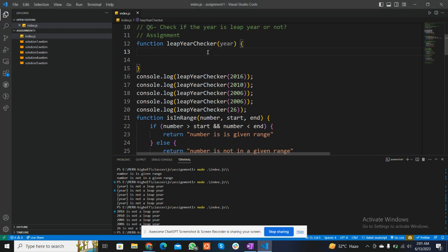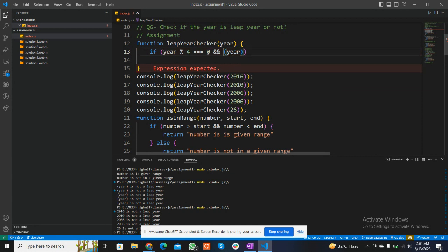It is a quite simple question. So let's write a condition. If the modulus of year taken with 4 is equal to 0, then it is a leap year. But we have to write one more condition, which is basically not one more. We have to write two more conditions.